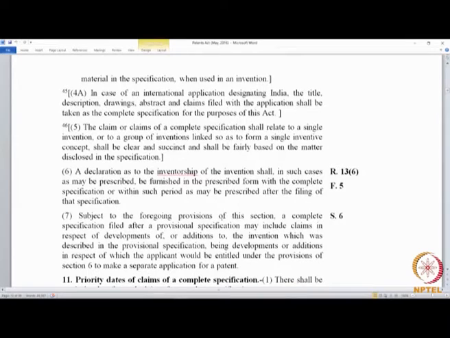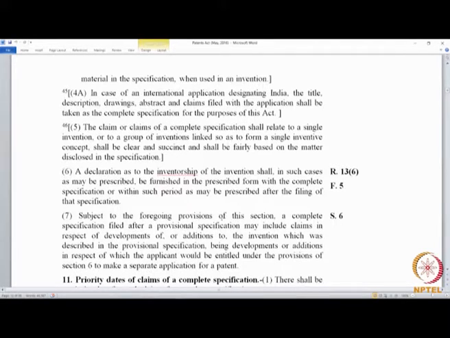4A tells us that in the case of an international application designating India, which includes a convention application and a PCT, the title, description, drawing, abstract and claims filed with the application shall be taken as a complete specification for the purposes of this Act. Now, 4A actually tells us what are the critical parts of a specification, or what comprises a complete specification: title, description, drawings, if there are any, abstract and claims. So, these 5 parts comprise the complete specification.